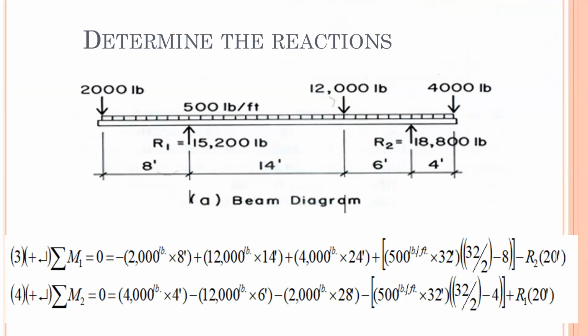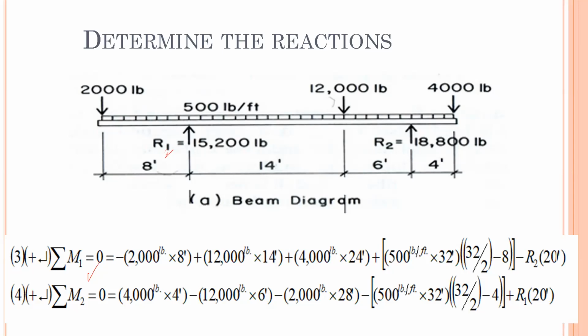Now, they're taking moment. It says take moment 1. I suspect that they're taking moment here. See that this is R1, right? If you're taking moment at R1, it would have been minus 2,000 times 8. We actually did it a while ago. Plus 12,000 times 14, which is what now?